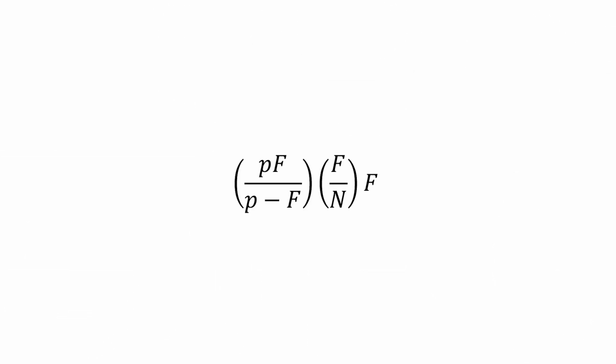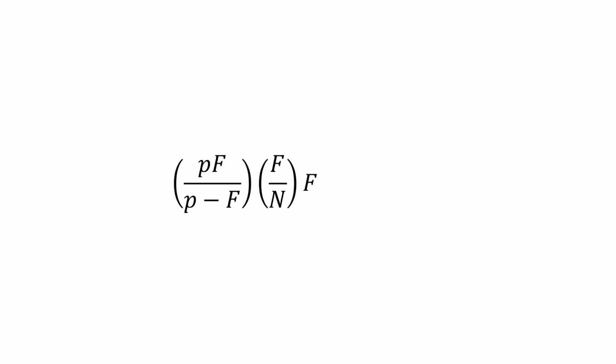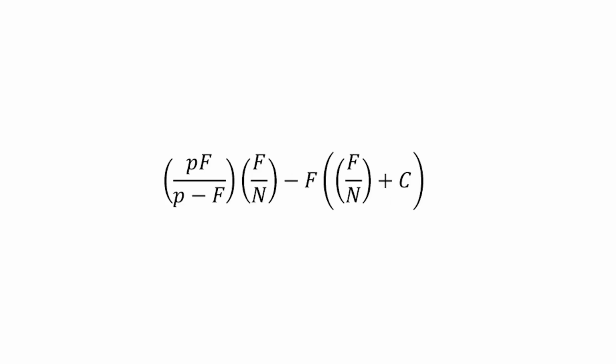So first we have our numerator, and we have p times f divided by p minus f times f divided by n times f, and we're going to get, when we multiply that all out, this one's pretty standard, p times f cubed divided by n times p minus f. And now for our denominator, and this is where it gets super complicated. This is probably the hardest part of this derivation.